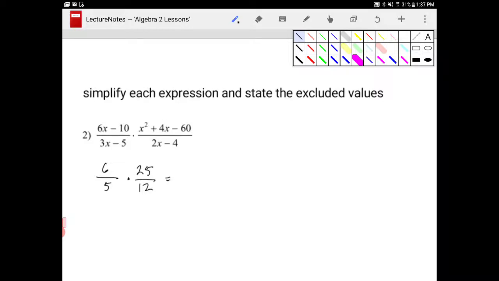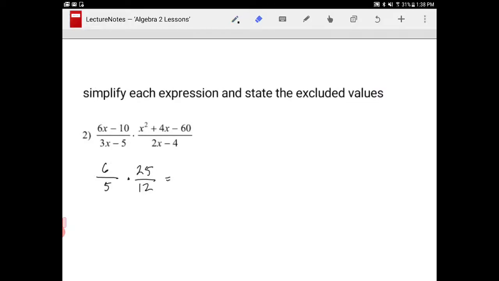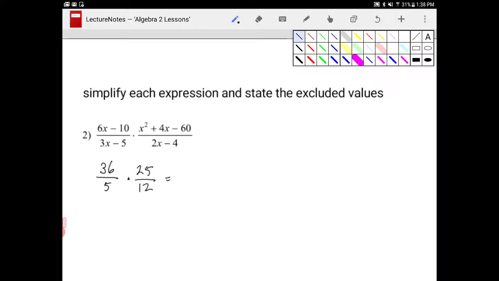When we multiply these fractions together, you always multiply across. Now, I don't know about you, but multiplying 6 and 25 together can be rather labor intensive. Especially if this wasn't 6, let me change the problem slightly. Let's make this 36. So 36 fifths times 25 over 12. Yes, we do multiply them together: 36 times 25 over 5 times 12.